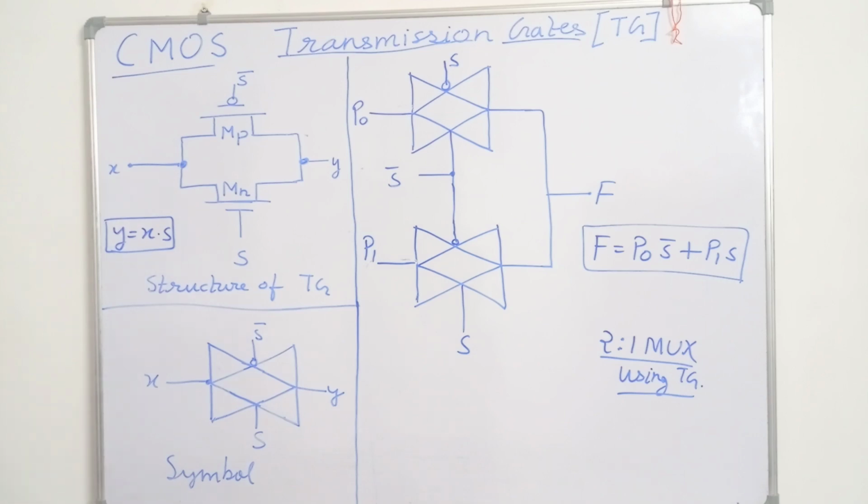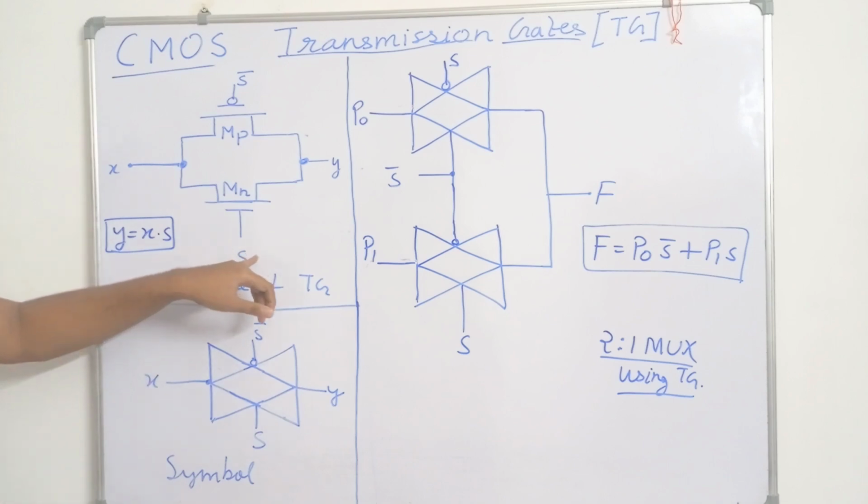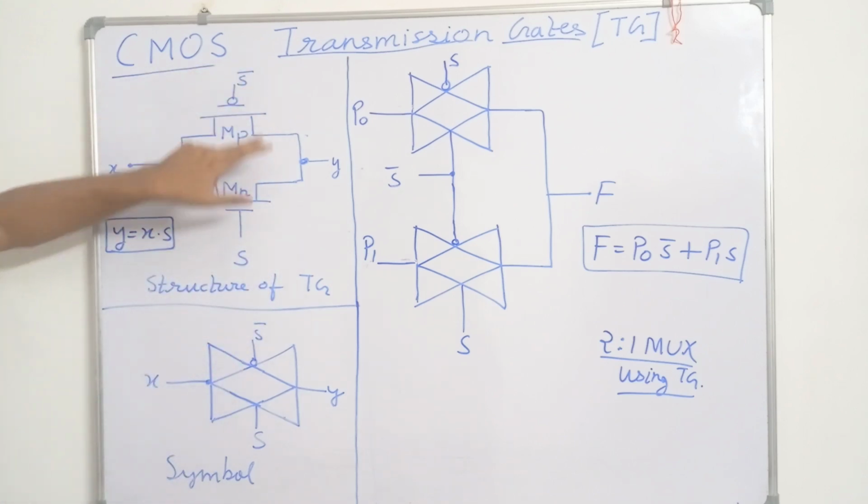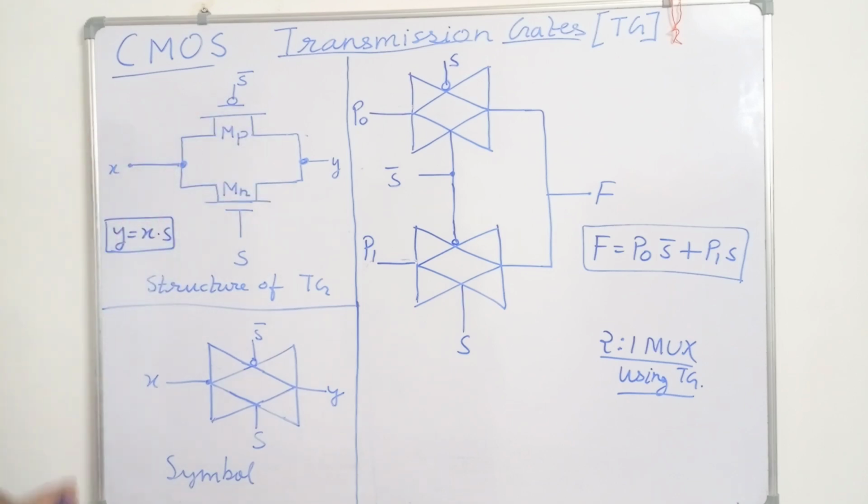the inputs X and Y. So when S is equal to 0, then obviously NMOS will be off, and when S equal to 0, S bar will be equal to 1. So when S bar is equal to 1, then PMOS will be off. So when S equal to 0, the transmission gate will be off. It will act as an open switch.